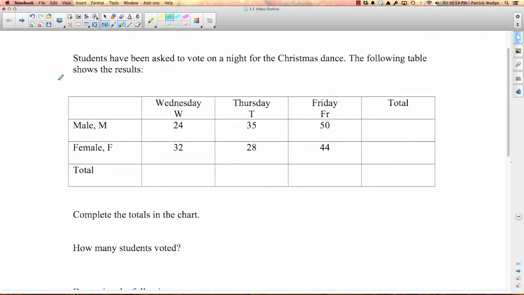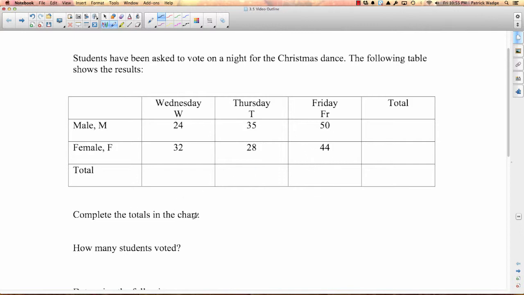Students have been asked to vote on a night for the Christmas dance. Right, whether to have it on a Wednesday, a Thursday, or a Friday night. The following table shows the results. So we've split the results into males and females. This many kids said Wednesday, this many said Thursday, this many said Friday.